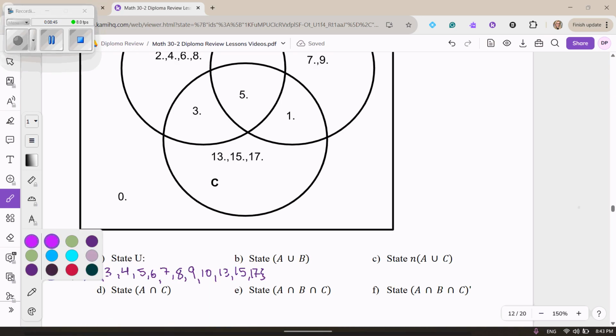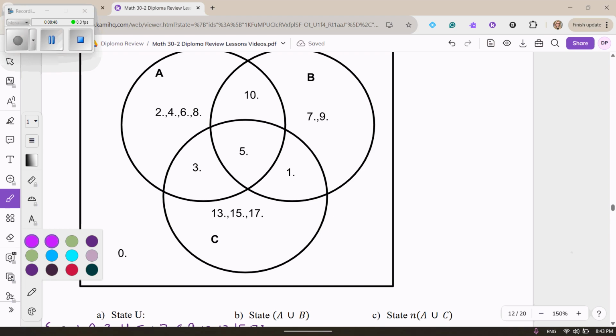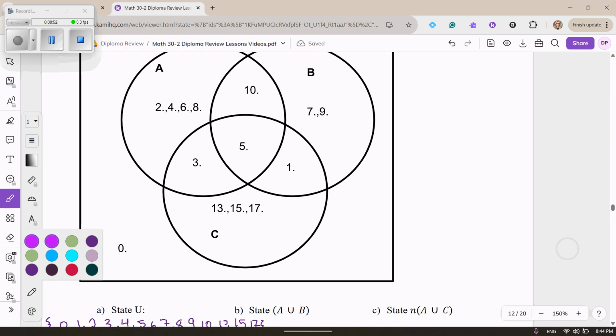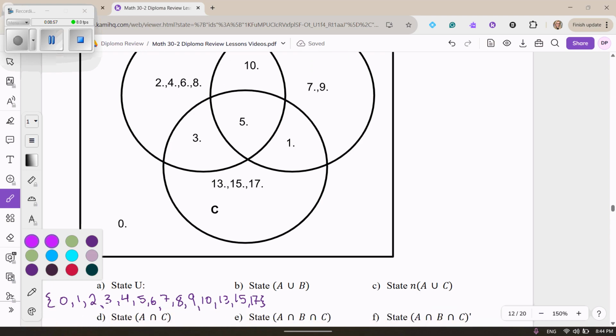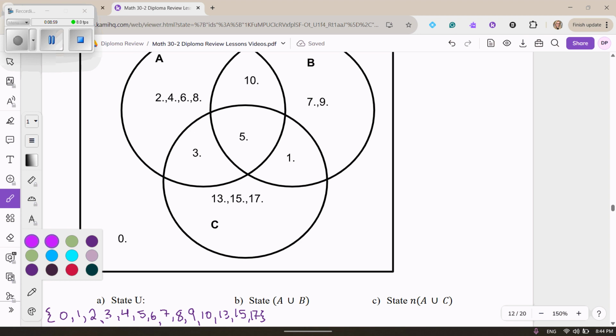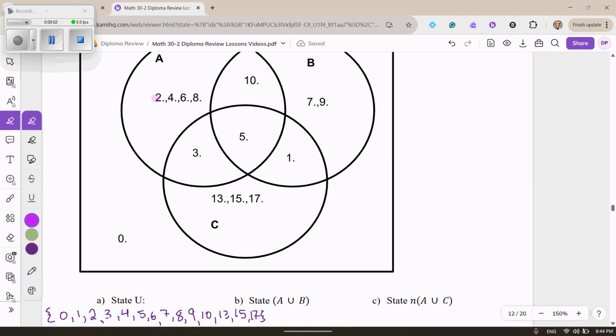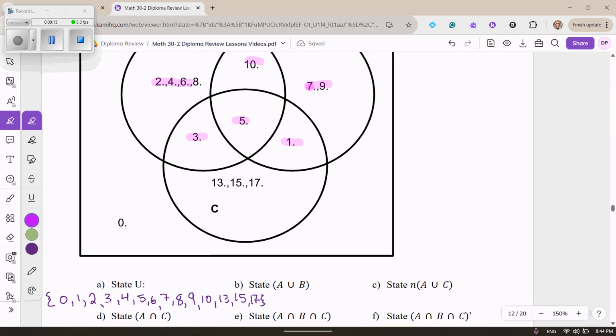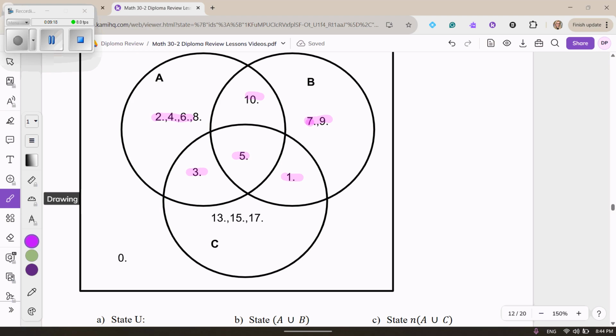All right, next we have A union B. So remember, A union B means everything in A and B. So we include all of the circles. So I'm just going to highlight what we're going to include here. Everything in A and everything in B. Okay, C is not part of this at all, so essentially we can ignore it. So I'm now going to make a set with everything in A and everything in B. Okay, I'm going to do it above here.